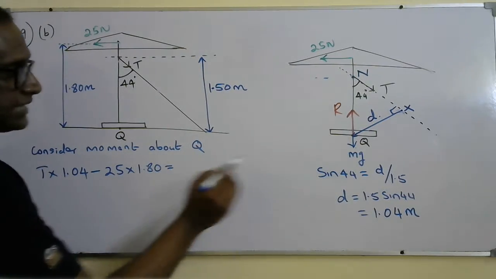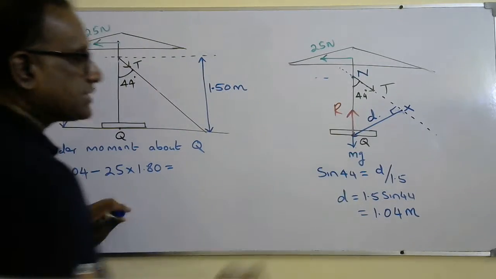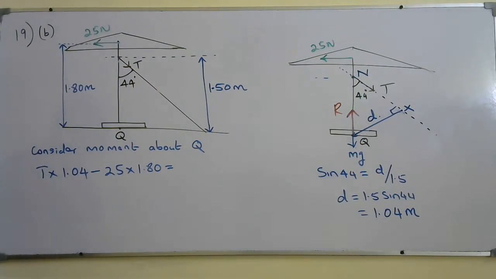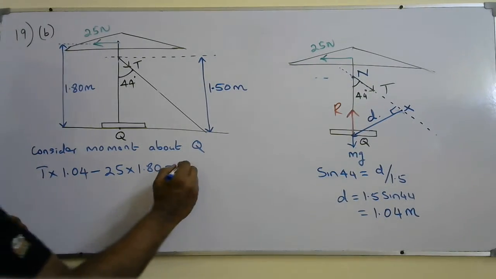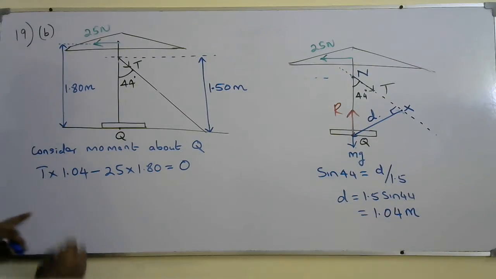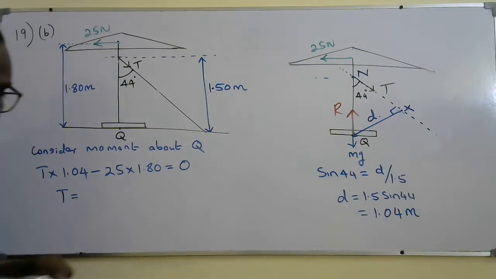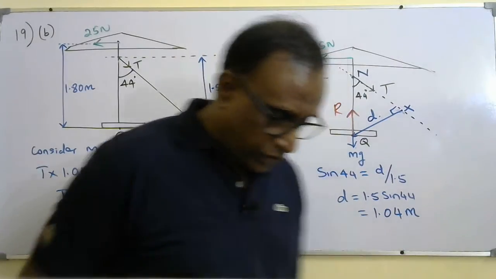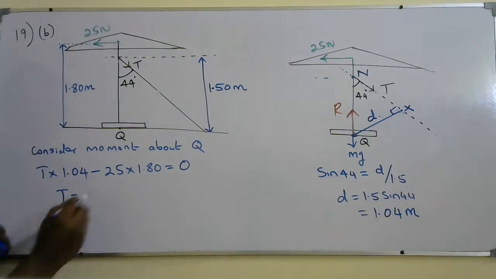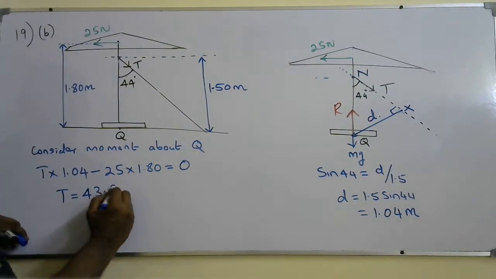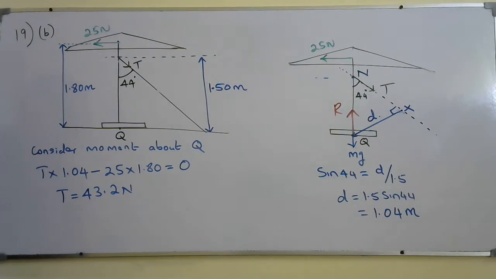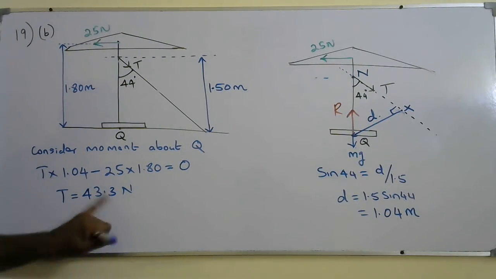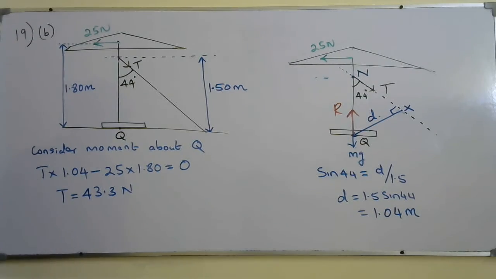There's no other force. These two forces, weight and R, pass through the center Q, so there is no moment about Q from R and mg. So solve it, that is equal to 0 since it's at equilibrium. Find the tension T. You will get tension T equal to 43.2 Newton. Right, now that is not the question.